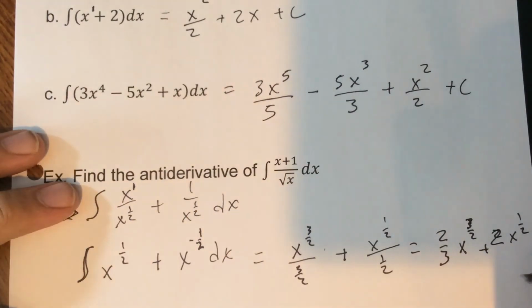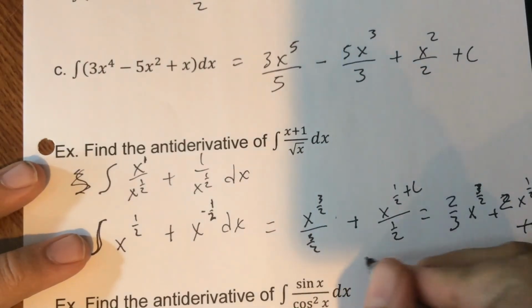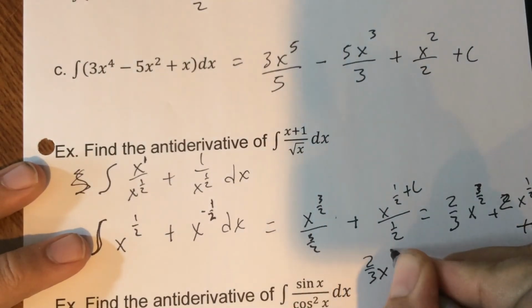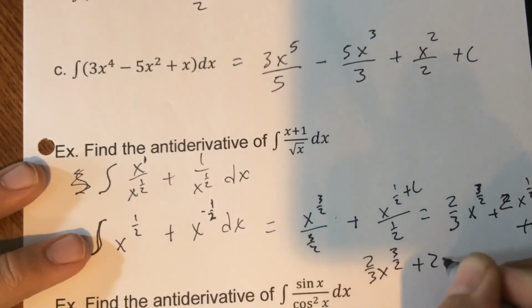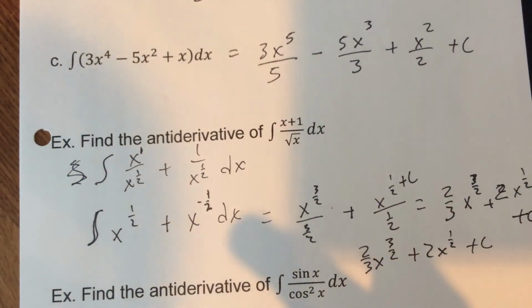Because from there, oh, and don't forget, we need a plus c as well. So 2/3 x to 3/2 plus 2x to 1/2 plus c will be your final answer. Now we could put the roots back in. We're just going to leave it like this for right now.